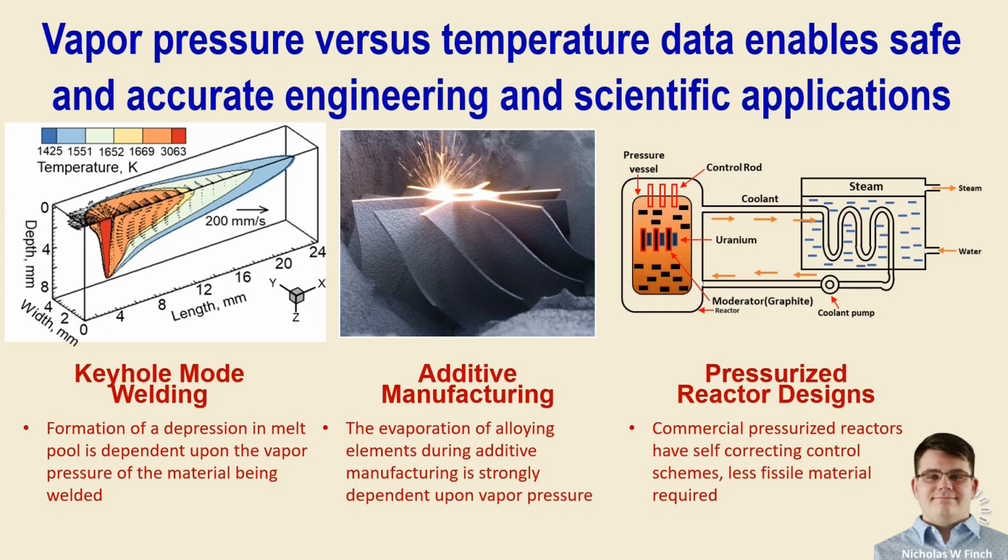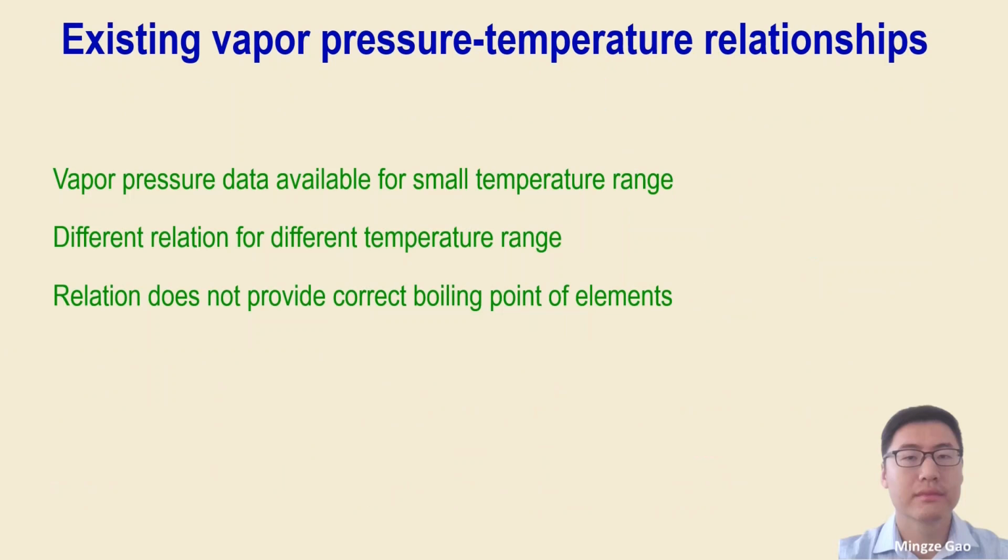Additive manufacturing, and welding to a lesser extent, relies on vapor pressure data to power understandings of how the loss of alloying elements from the melt occurs. Pressurized nuclear reactors, regardless of whether using water or another coolant, use vapor pressure versus temperature data to drive turbines to generate electric power.